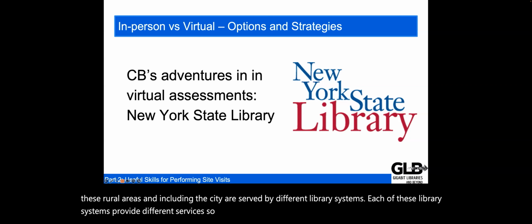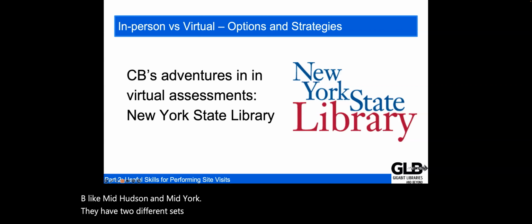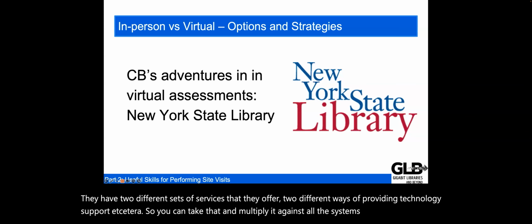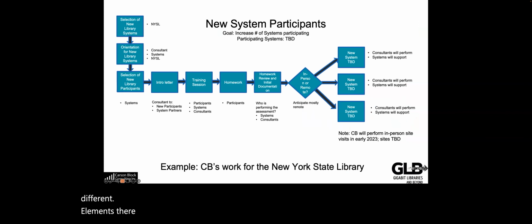So it's not like, if you're in library system A versus library system B, like Mid-Hudson and Mid-York, they have two different sets of services that they offer, two different ways of providing technology support, etc. So you can take that and multiply it against all the systems there. So there's a lot of different elements there. And so what we did is we put together a way to do virtual assessments, and we were able to test it out.